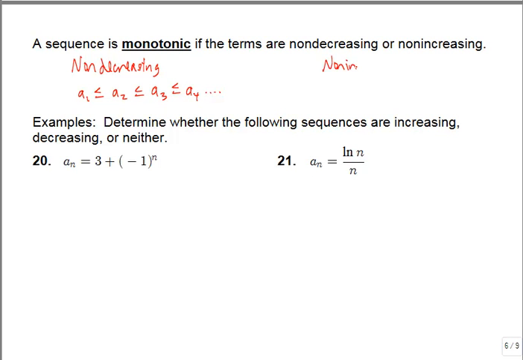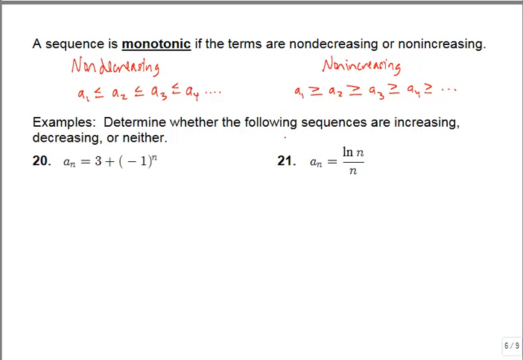Non-increasing would be the same idea but going in the other direction, getting smaller. So here your a sub 1 would be greater than or equal to a sub 2. A sub 2 would be greater than or equal to a sub 3, which is greater than or equal to a sub 4. So your terms are getting smaller if you're non-increasing.